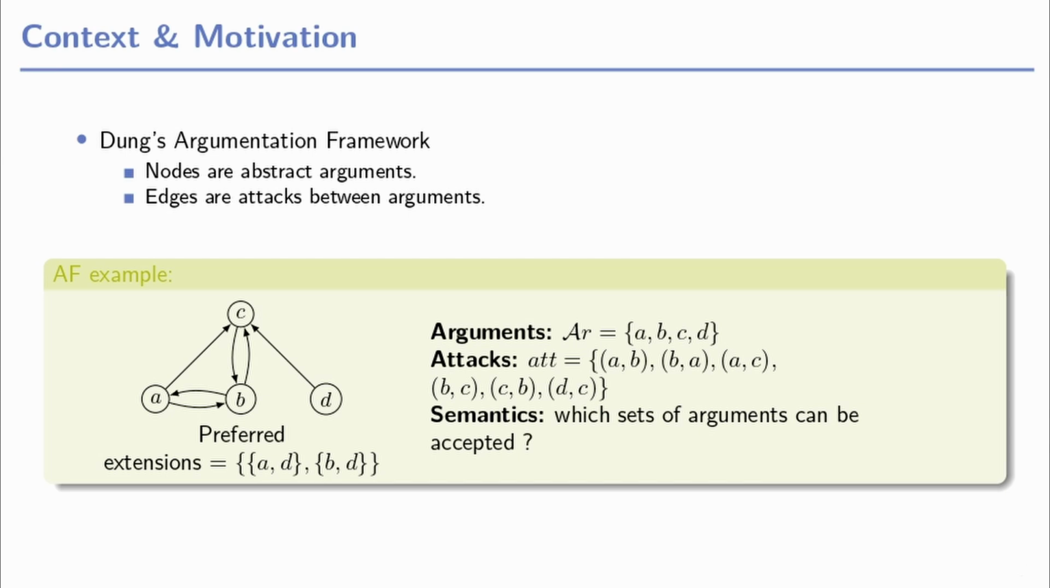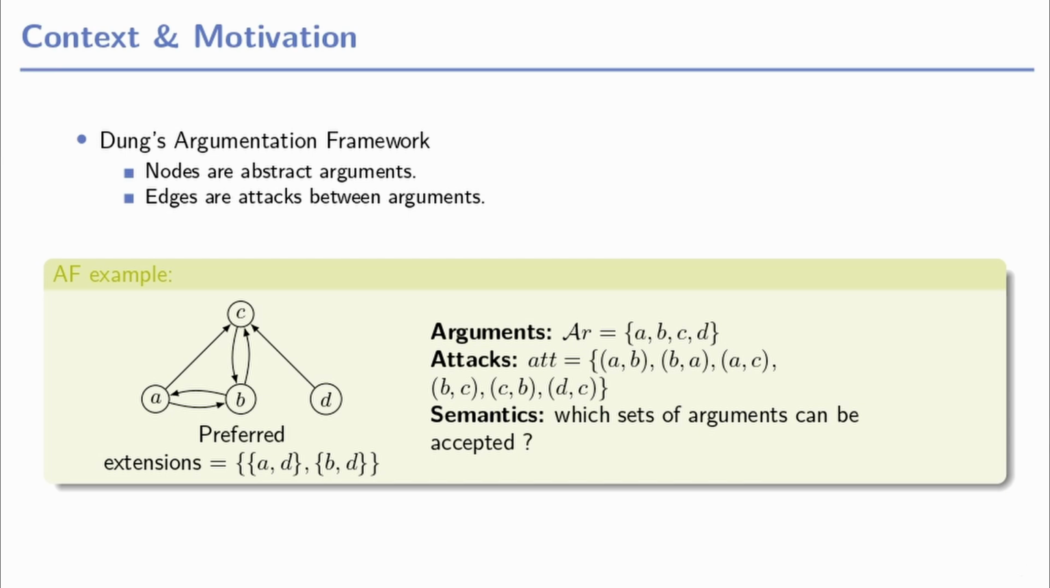I have mentioned AFs, and these are Dung's argumentation frameworks. You can see in the example below we have an AF, where the nodes are the abstract arguments, so we have A, B, C, D as arguments, and the edges are the attacks. These are binary relations in between the arguments, and you can see, for example, A attacks B.